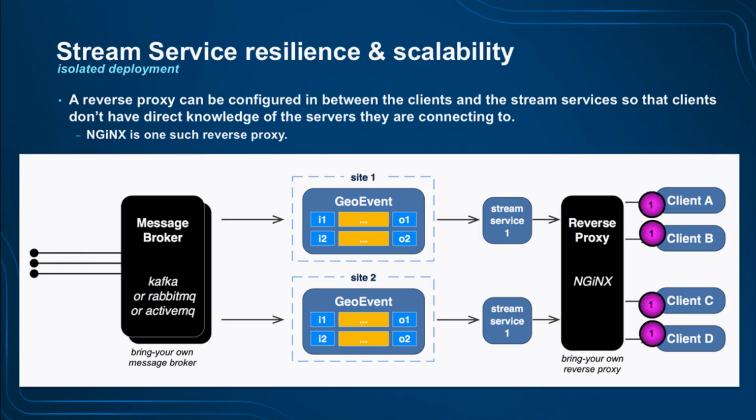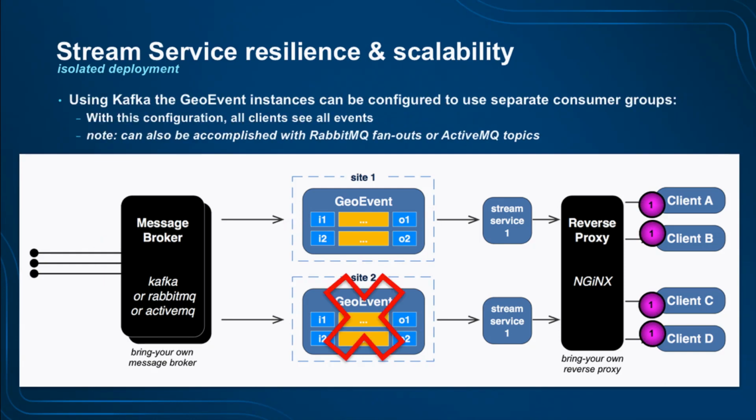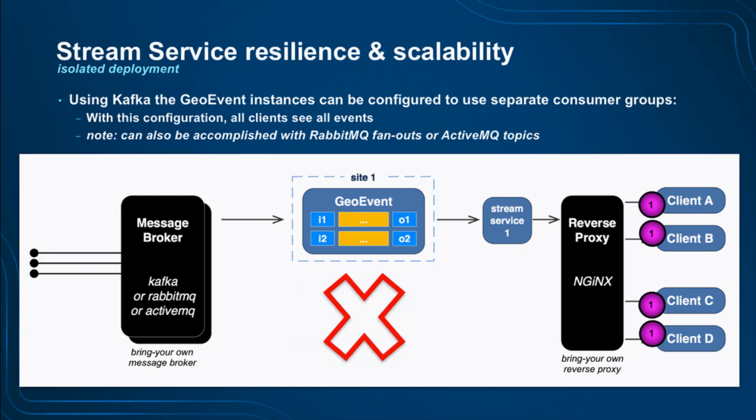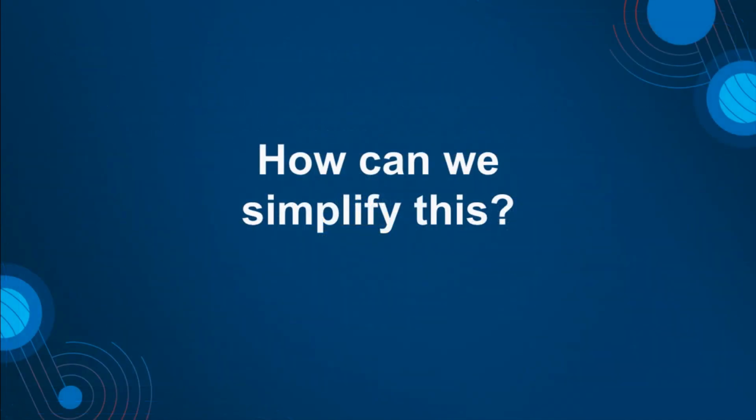In this case, all of the events would get passed to those clients. But if this machine dies here, if we didn't have the reverse proxy in place, client C and client D really wouldn't know what to do at that point if they were connected to that. But with a reverse proxy in place, we automatically switch client C and D over to another machine. So that allows us to accommodate that.